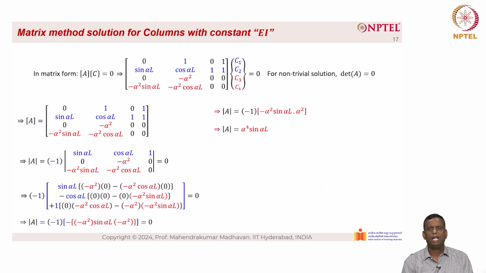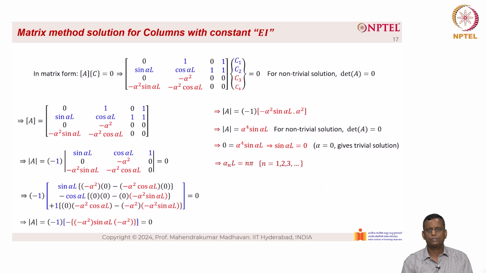So we have alpha power 4 into sin alpha L is equal to 0. So for non-trivial solution, which is determinant A equal to 0, means that 0 equal to alpha power 4 sin alpha L. Alpha power 4 cannot be 0 because alpha is a function of the P critical, which cannot be 0. So it will give a trivial solution. Hence, sin alpha L should be equal to 0. When sin alpha L equal to 0, alpha n L equal to n pi, where n equal to 1, 2, 3, which indicates the number of buckling mode shapes.